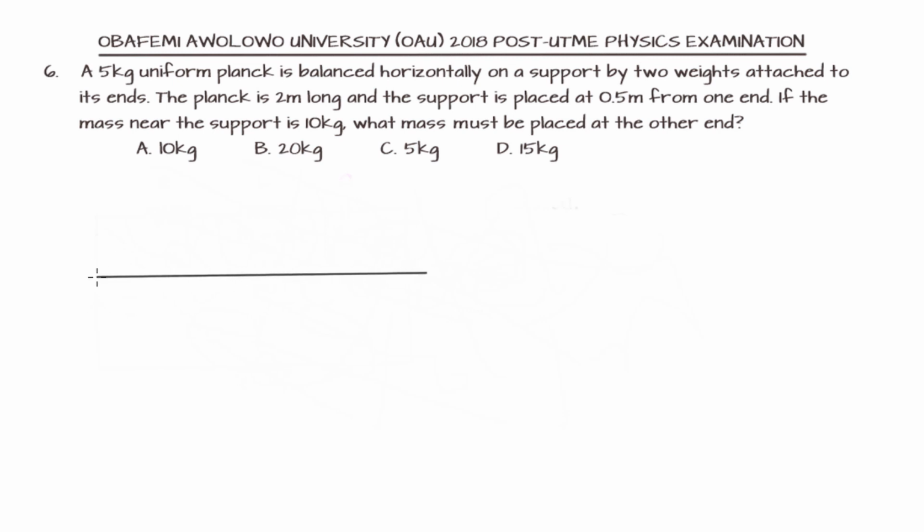So let's interpret our question appropriately. This is the 5 kilogram uniform plank. We are told that it is uniform, so the weight will act exactly down the middle. So we are going to have this as the weight of the uniform plank. That's 5 kilograms. Then we are told that it is 2 meters long, and a support is placed at 0.5 meters to its end. Now we have a support.